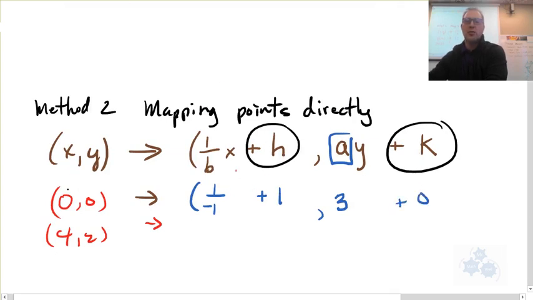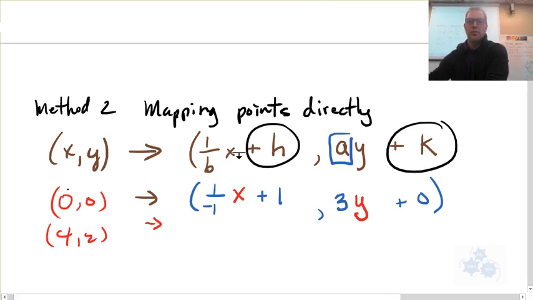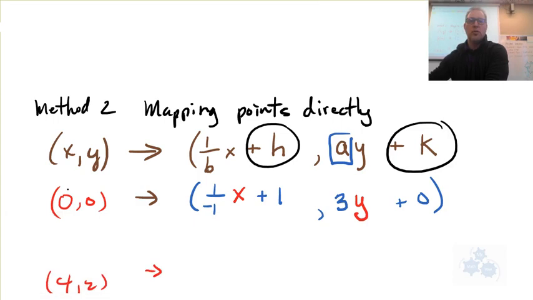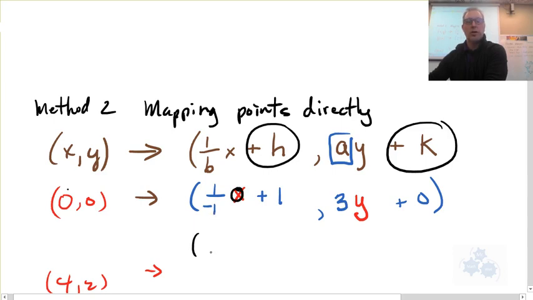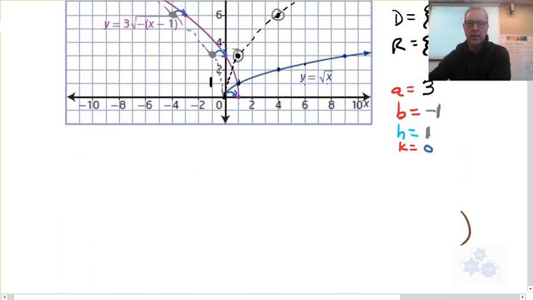So if you plug your X and your Y values in here, then you can transform as many points as you want, and you can just immediately get the corresponding image point. So for example, 0, 0. What does that turn out to be? Well, it turns out to be negative 1 times 0 plus 1, negative 0 plus 1, 1, comma, 3 times 0 plus 0, 0. So 0, 0 becomes 1, 0. It started off as 0, 0, and in the final version, it's 1, 0.